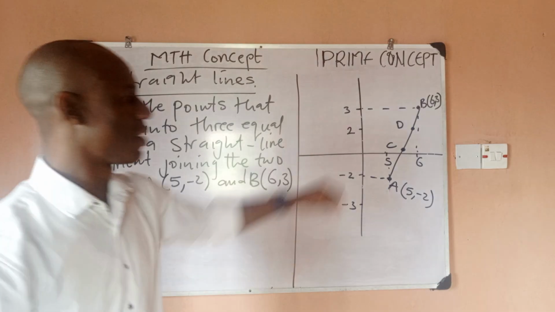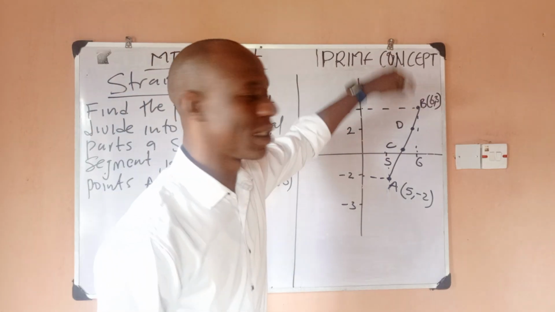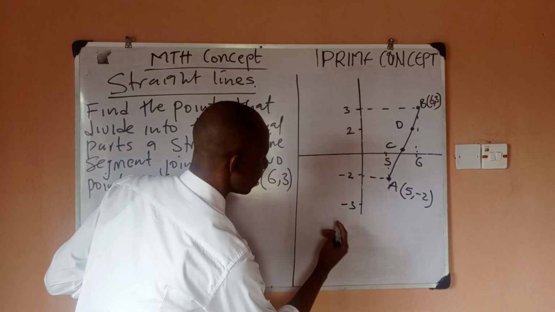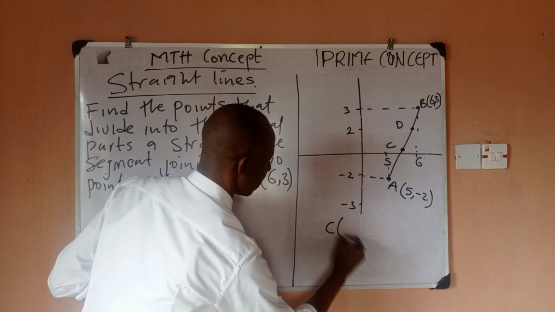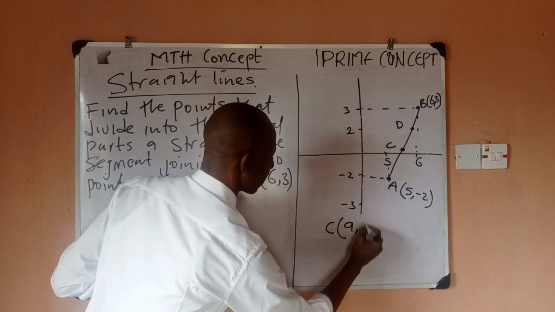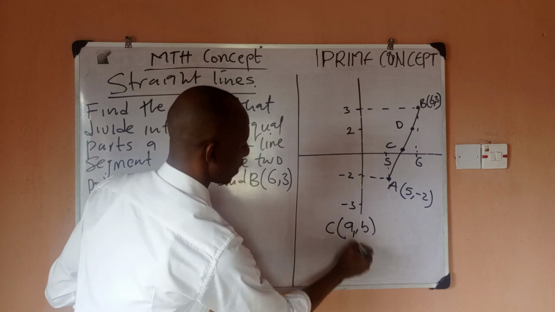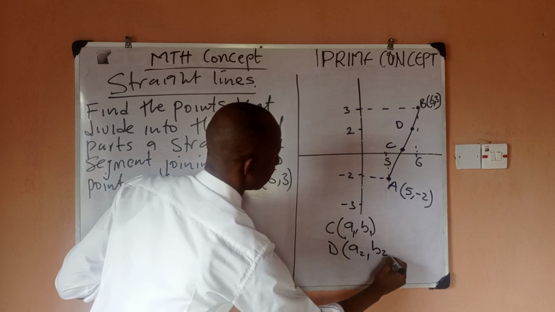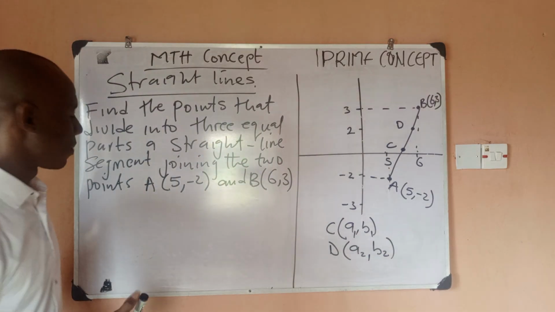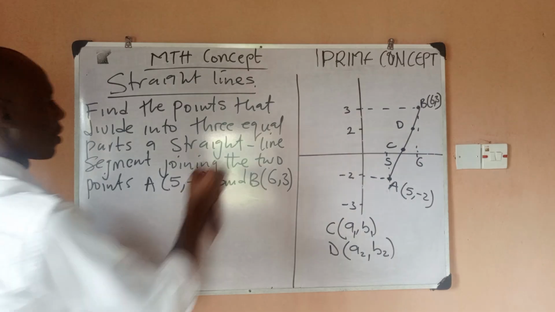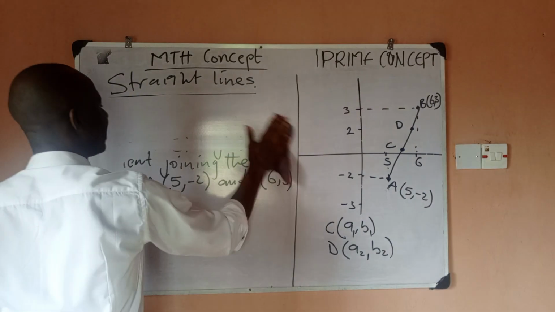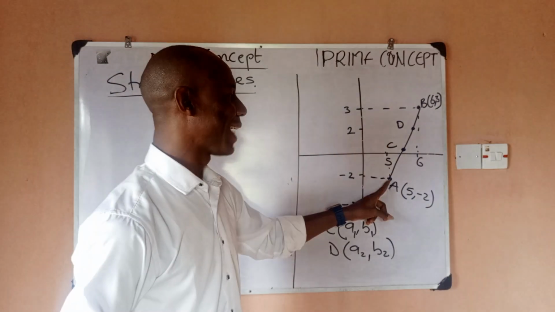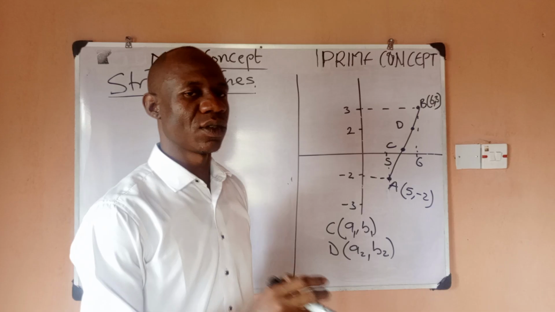So we want to find the coordinates of point C and the coordinates of point D. Let's call the coordinates of point C A1, B1. Then the coordinates of point D, let's call them A2, B2. So that is what we want to find. Now, we're going to use the concept of internal division, because point C and point D are dividing the line AB internally.